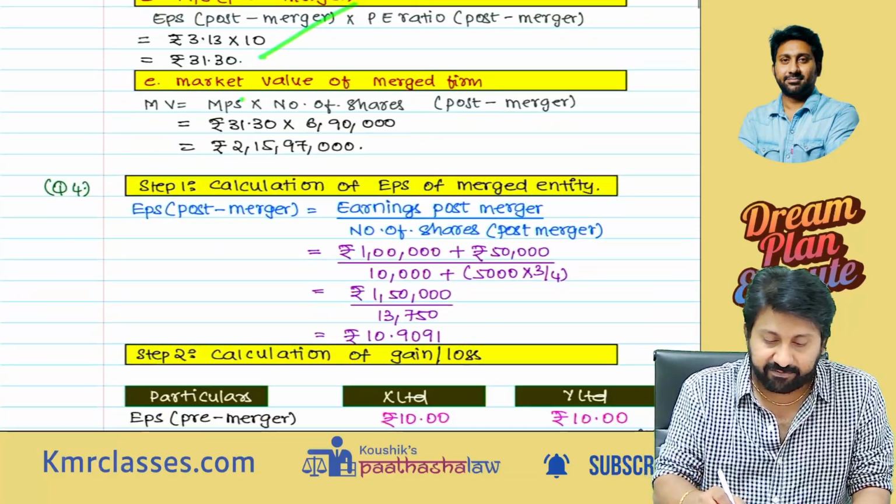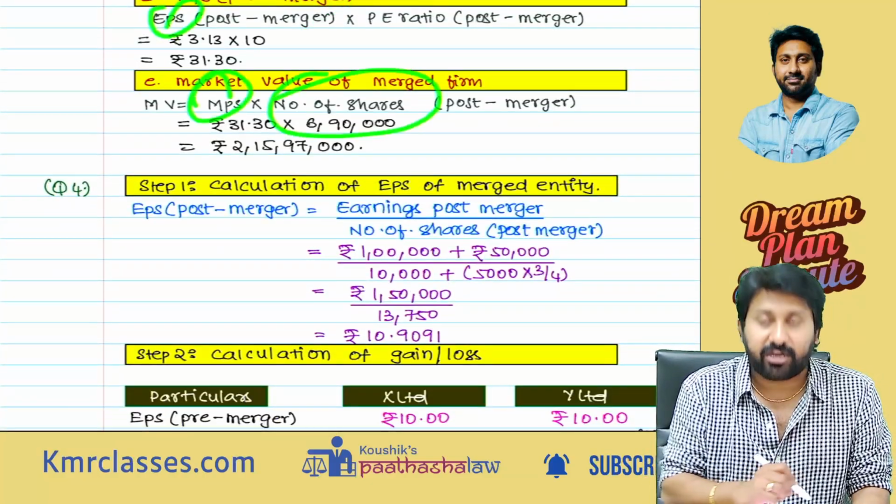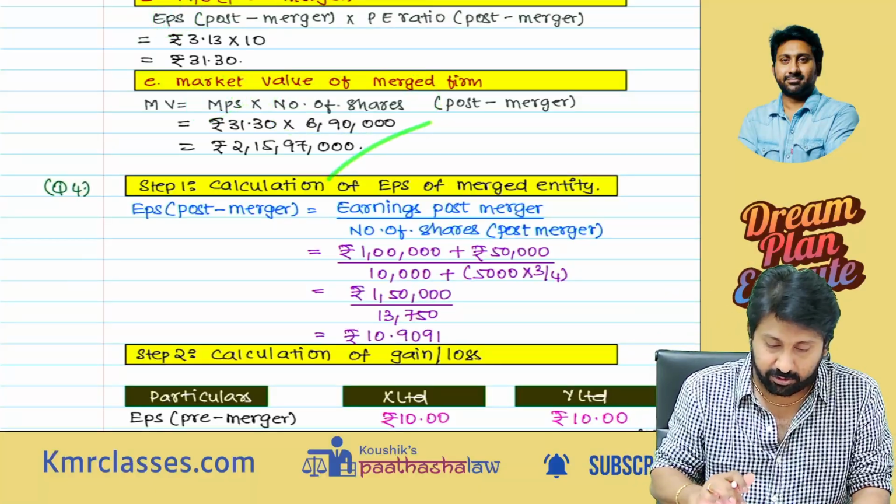Next, market value of merged firm. MPS you calculate into total number of shares after merger. You will get the total market value.